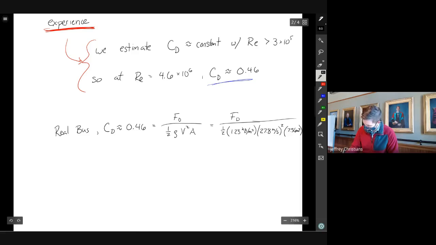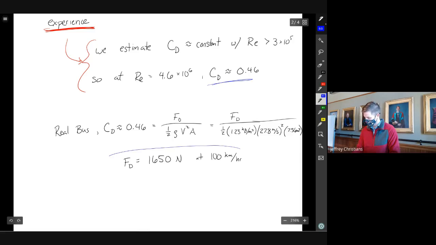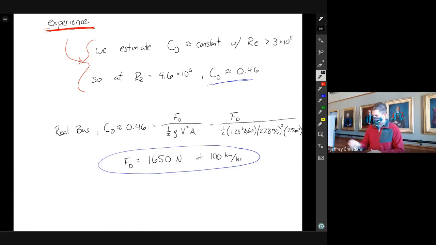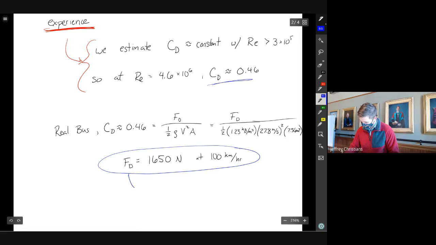Okay, so we can plug that in. So for our real bus moving at highway speeds, we expect the drag force, not the drag coefficient, to be about 650 newtons at 100 kilometers per hour. Right, so this is again for our full-size bus.